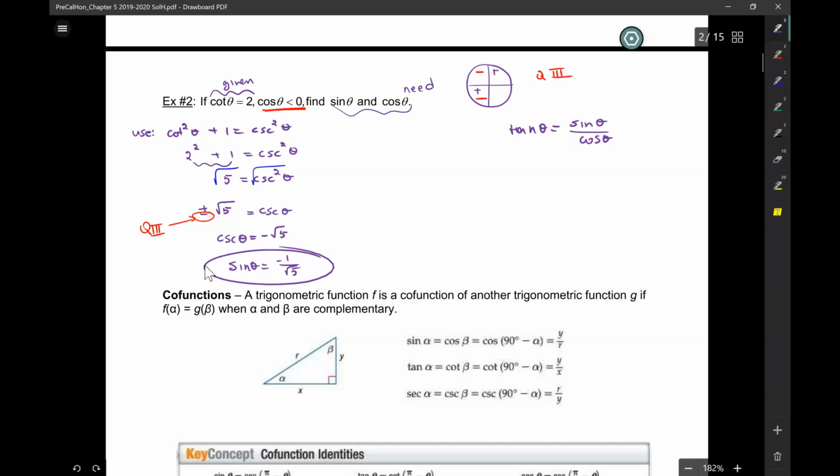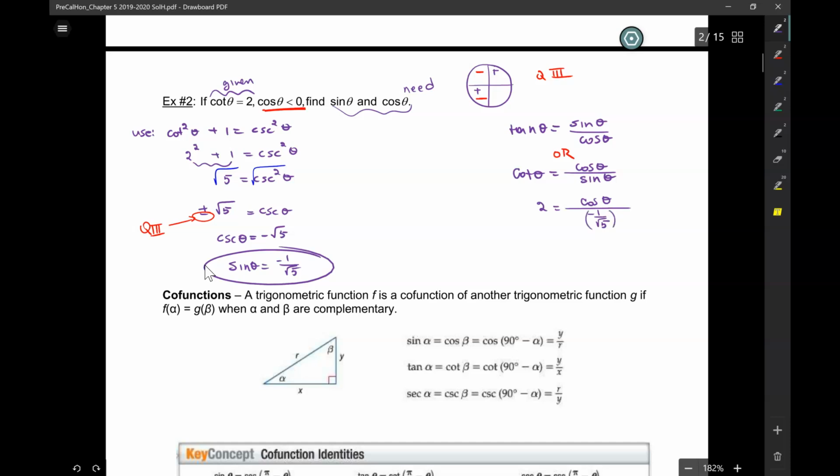Is there another one? Check out what you could also do. This one is just like multiplying fractions. Cotangent of theta is cosine over sine. Okay, let's use this one. What's cotangent? 2 equals cosine over sine, negative 1 over root 5.